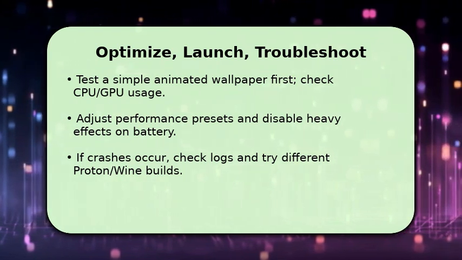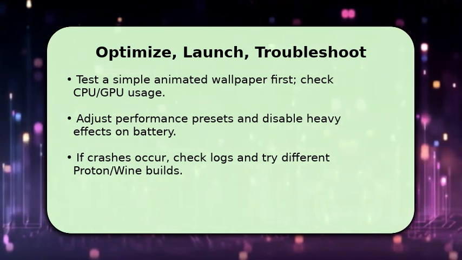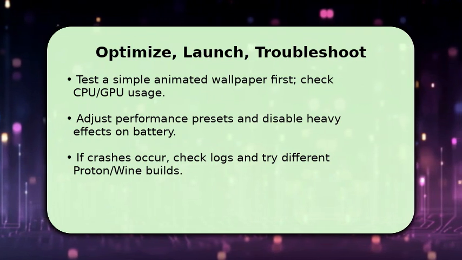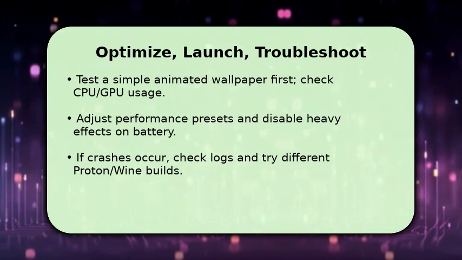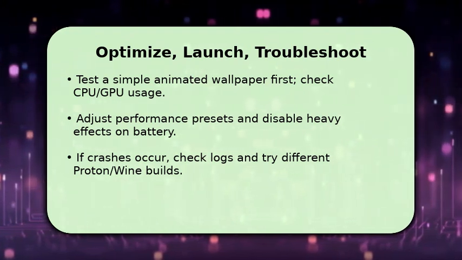If something breaks, examine the app log in desktop mode and swap Proton or Wine builds. This often resolves crashes or rendering issues. And if you continue to see problems, revert settings and retry one change at a time.